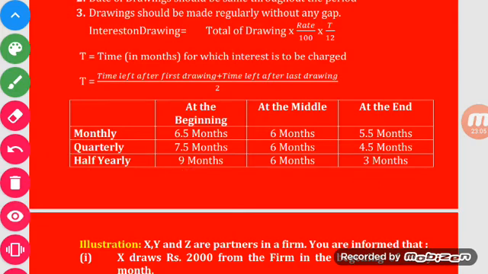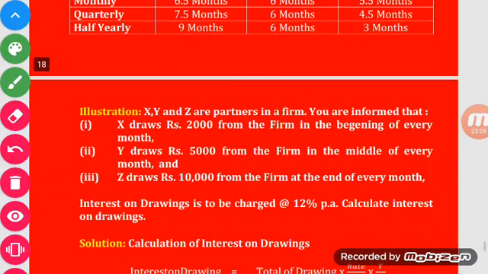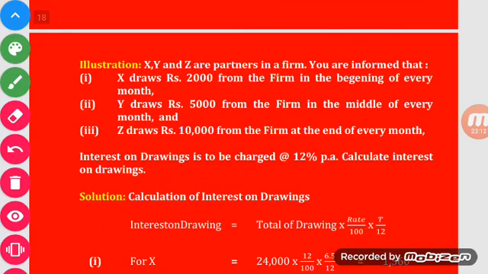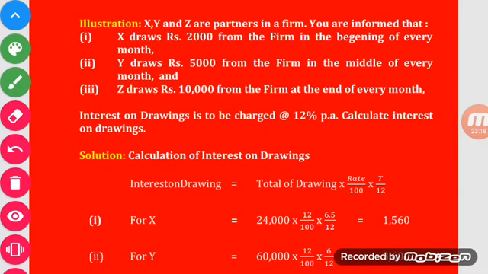Now this concept we will discuss with some examples. Try to understand with an example. X, Y and Z are partners in a firm. You are informed that X draws rupees 2000 from the firm in the beginning of every month. Here information: partner drawings monthly and beginning of every month.